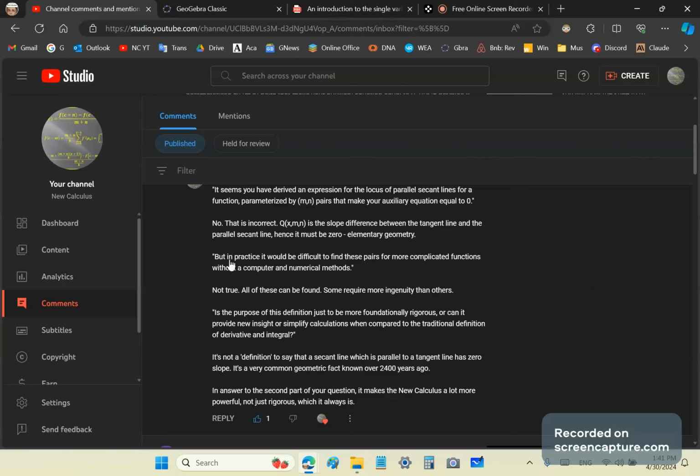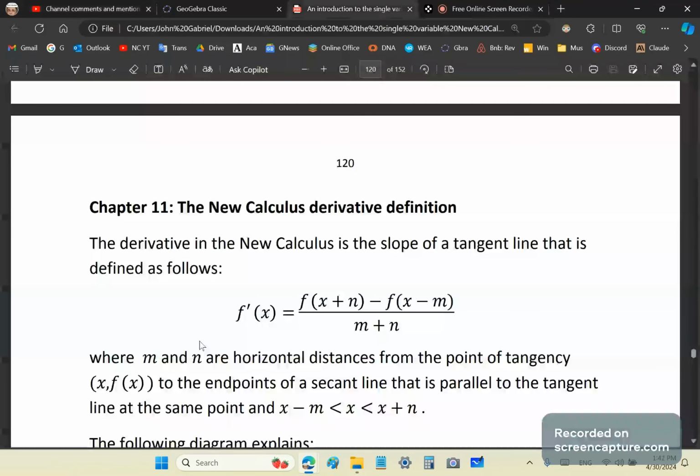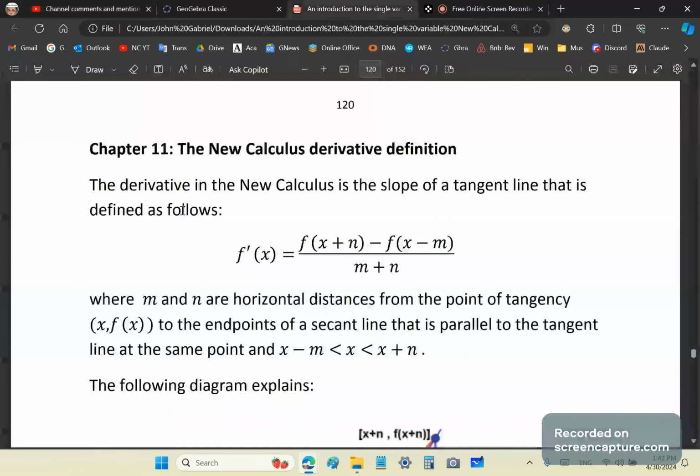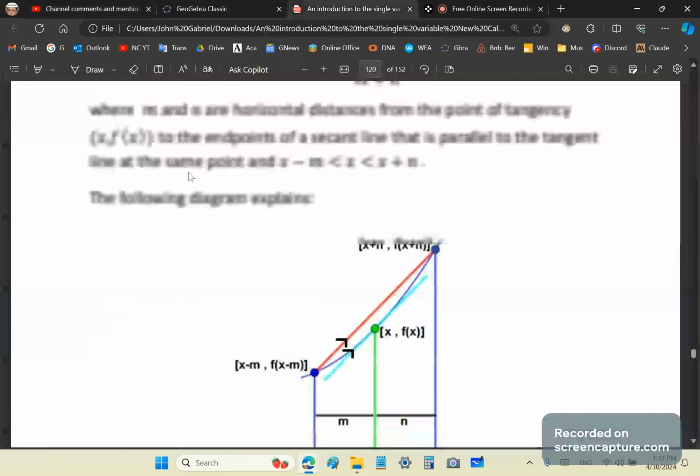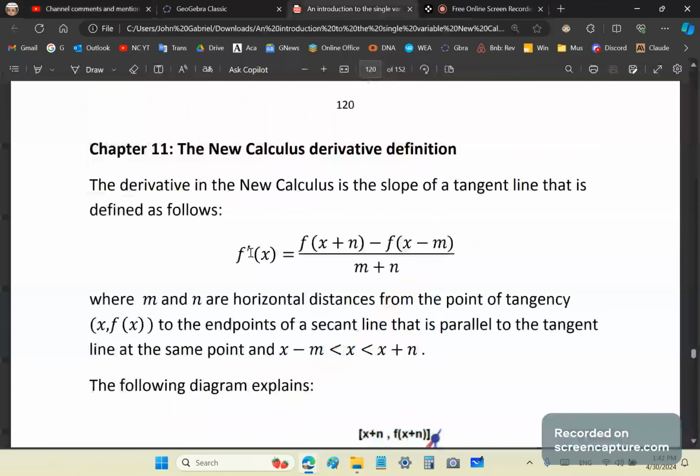So he says, but in practice, it would be difficult to find those pairs for more complicated functions without a computer and numerical methods. That's absolute rubbish. It's not true. All of these can be found. Some require more ingenuity than others, but every single one of them can be found. Now, if he or she had bothered to read The New Calculus, single variable, he would have seen that all this is explained in chapter 11, which is the new calculus derivative definition.